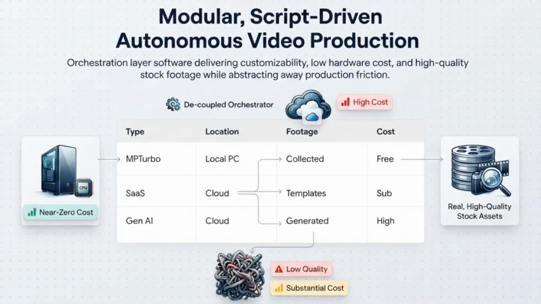Because it acts as a decoupled orchestration layer, rather than a rigid monolithic model or some incredibly expensive cloud video SaaS, this system abstracts away a massive amount of friction. Behind the scenes, it's natively handling all that complex prompt formatting, dodging dynamic API rate limits, and wrestling with arcane FFmpeg syntax so you don't have to. It gives you incredible customization, lets you leverage your own local hardware to keep costs near zero, and relies on real, high-quality stock assets instead of weird, hallucinated AI video generation.